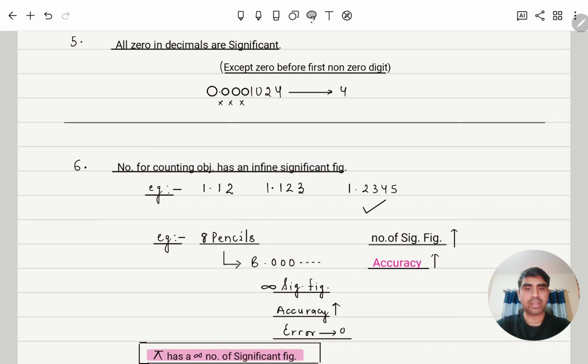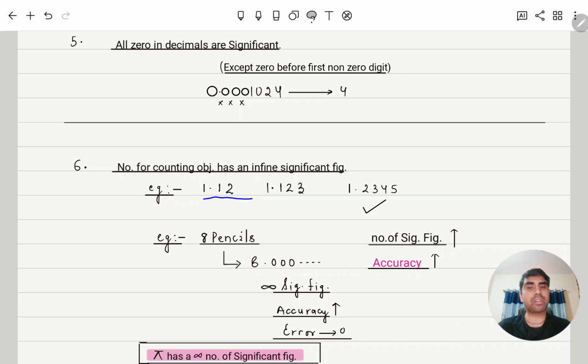For counting objects, there are infinite significant figures. Why? Because for counting you know that it will be a natural number only, like 8 pencils, so it is 8 only. But for representing, we will write 8.0000. You know that a 0 at the last may or may not be considered a significant figure. So here how many? If we include all zeros, infinite significant figures. So the more significant digits, the more the accuracy. Since it is a countable object, for countable objects we can write like this, and we can say that it has infinite significant figures.